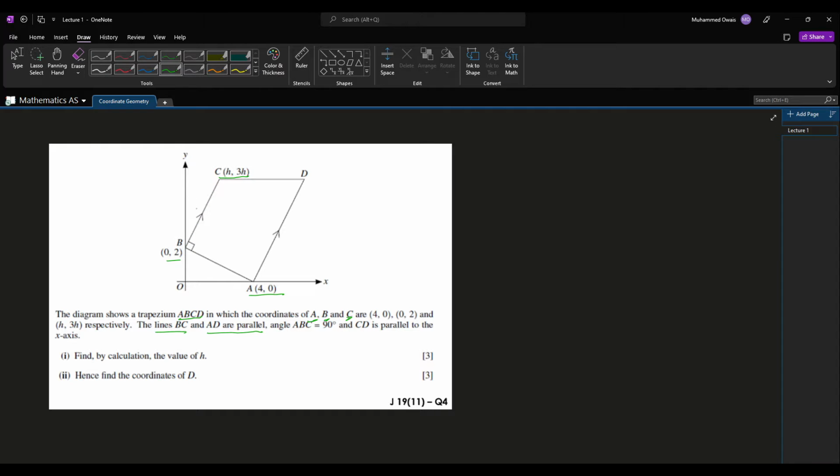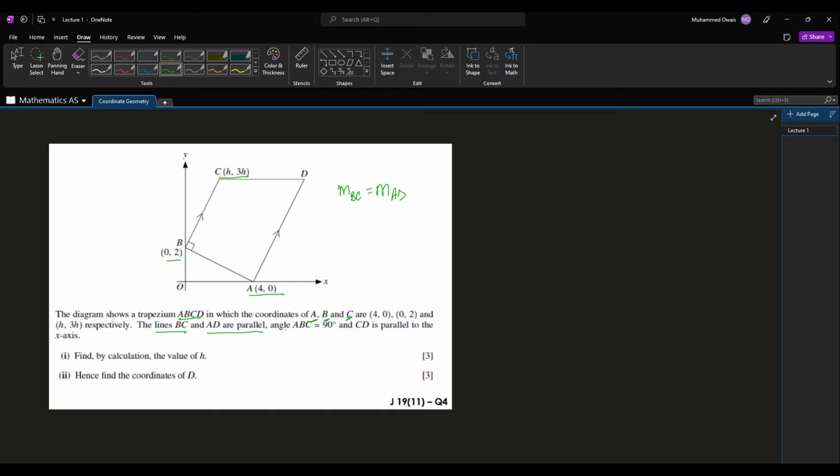So then, what does this mean? As we just learned a few moments ago, two parallel lines always have the same gradient. So I can say M of BC is equal to M of AD. The gradient of the line BC is the same as the gradient of AD. We just learned this a while ago, that parallel lines have the same gradient.